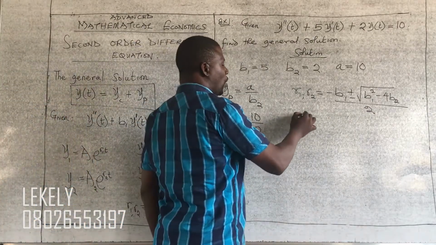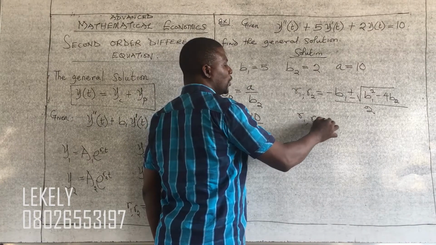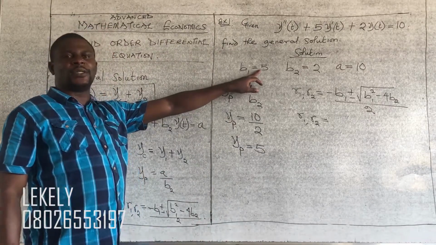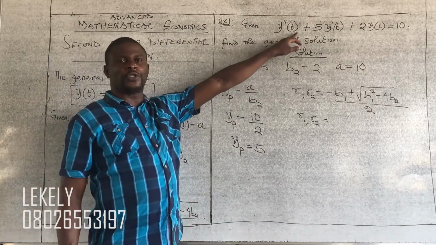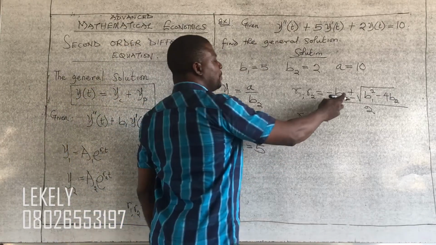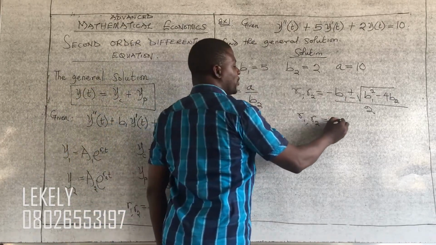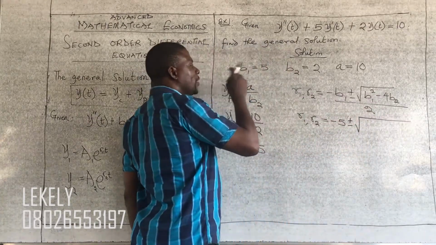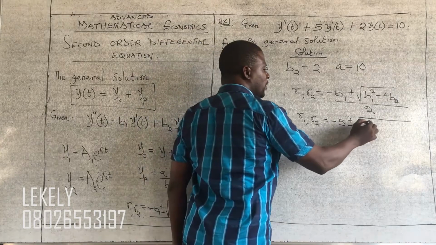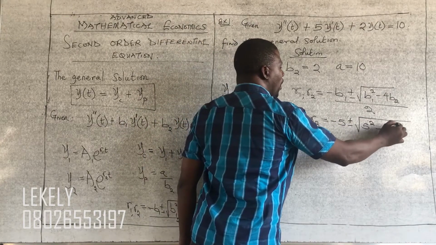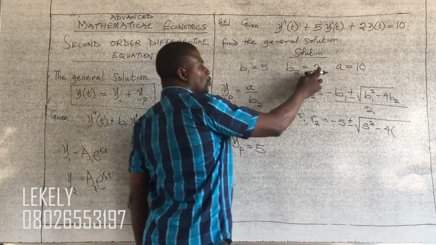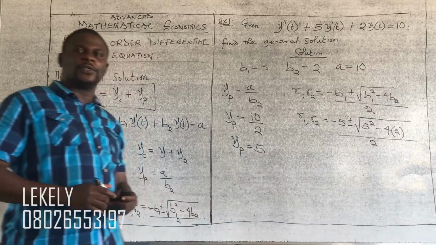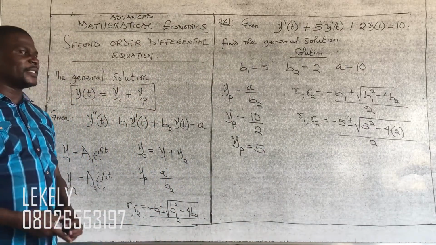So I can now say R1, R2 equals minus B1. I know my B1. My B1 is 5. I got it from the equation that is given to me. So where I see B1, I'll put 5. So minus 5 plus or minus square root of B1 squared. B1 is 5, so I will say 5 squared minus 4B2. My B2 is 2. All over 2.